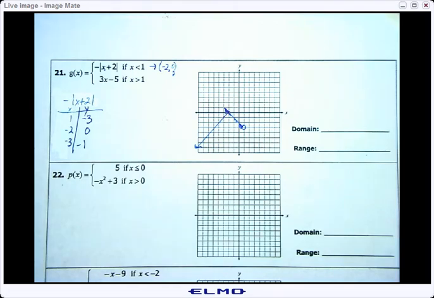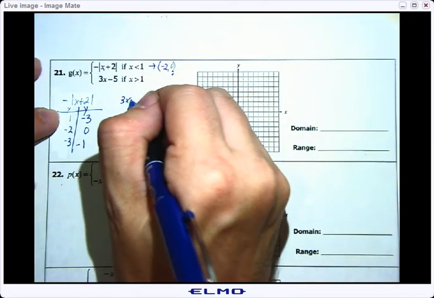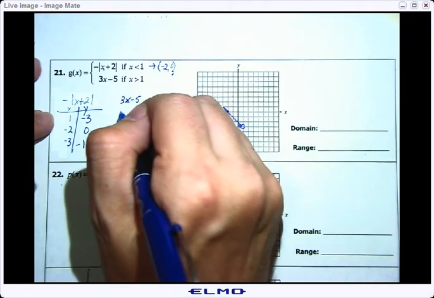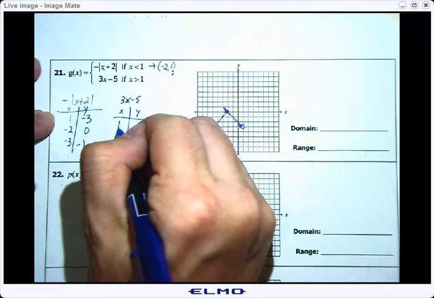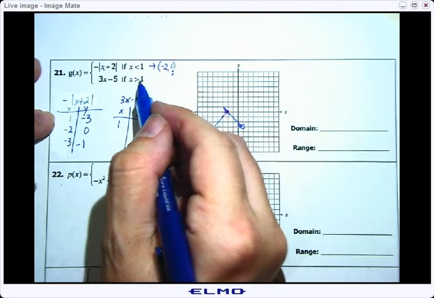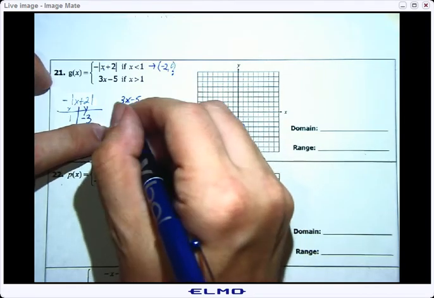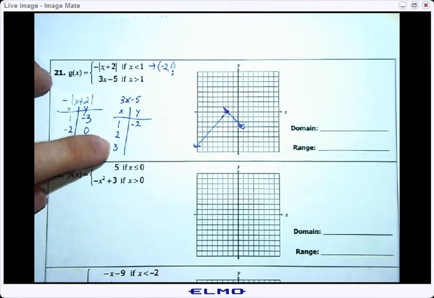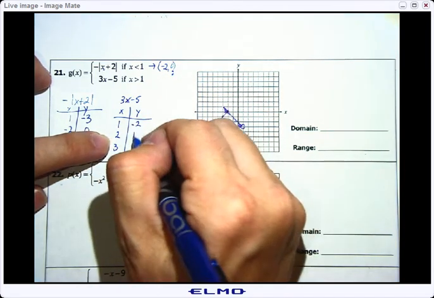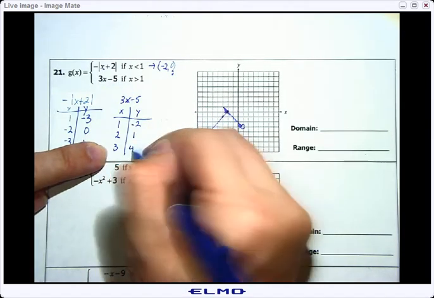All right, for the second piece, 3x minus 5. Again, I want to know what happens when x is 1, and now I need numbers that are bigger than 1. So 2, 3. So plug in a 1, 3 times 1 is 3, take away 5, -2. Plug in a 2, 2 times 3 is 6, take away 5 is 1. Plug in a 3, that's going to give you 9 minus 5, which is 4.